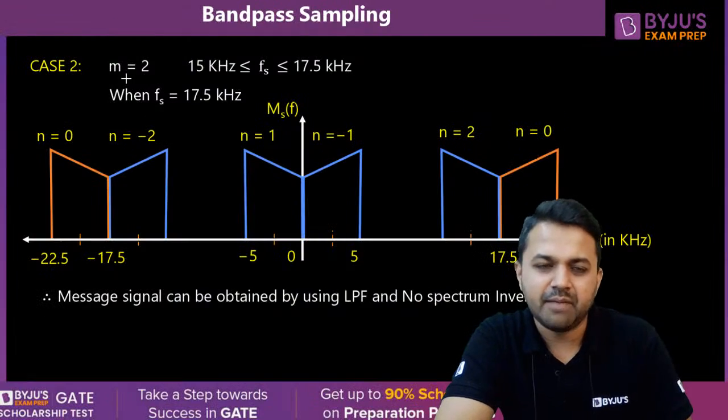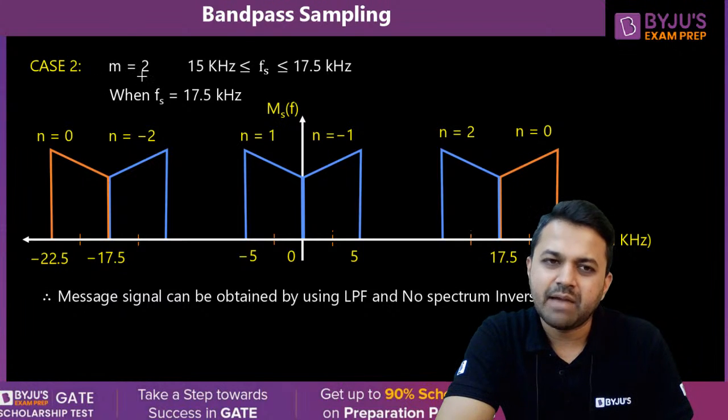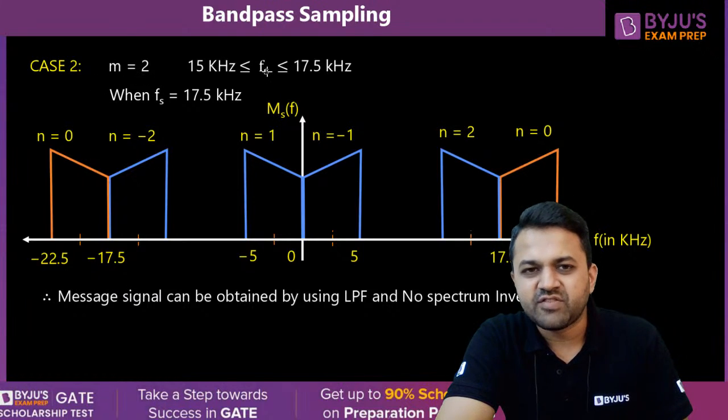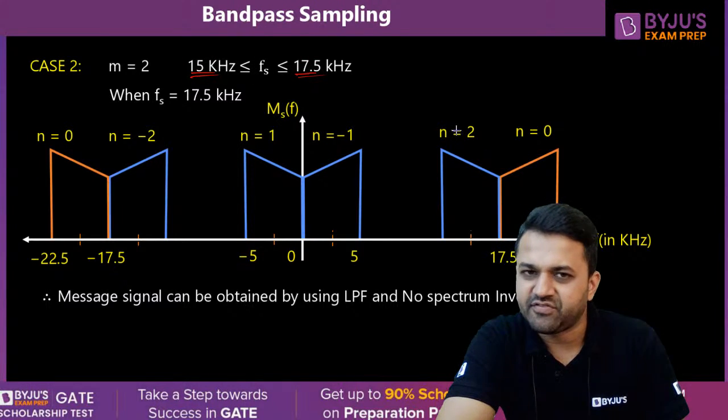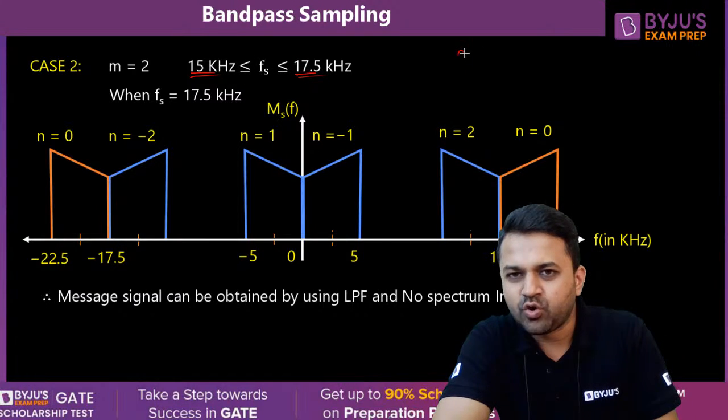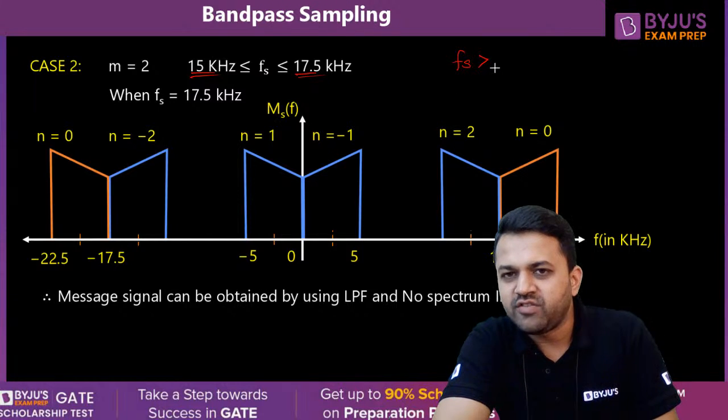So let's take m equal to 2. When I take m equal to 2, the sampling frequency is further reduced, and now this Fs is ranging from 15 to 17.5. And whatever sampling frequency you select, as I told you, it should always be greater than 2B.